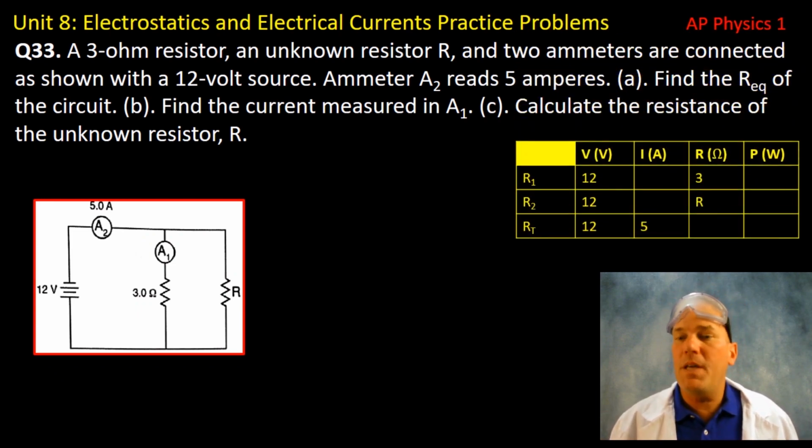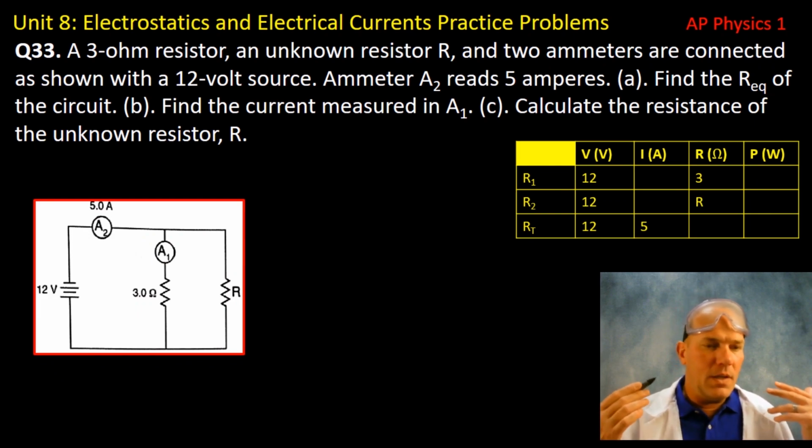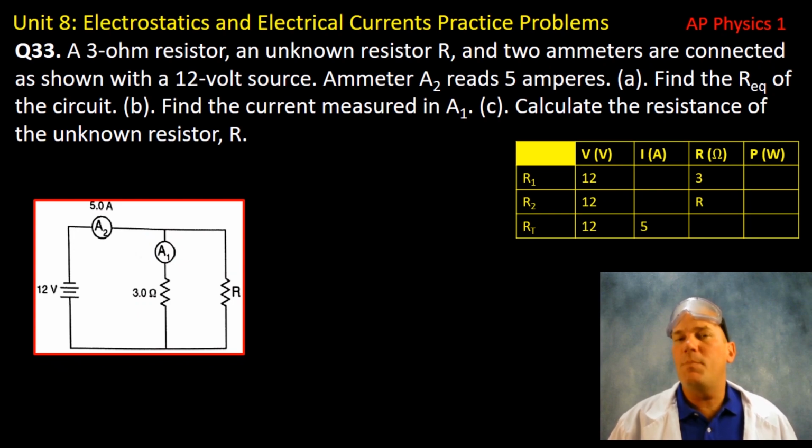Let's start with our VERP table as we normally would and put in what we know. So we know the potential difference total to be 12 volts. We know that voltage drop will be the same across both resistors. There are only 2 resistors and they are in parallel, so I can put 12 volts and 12 volts for resistors 1 and 2. We are given the resistance of resistor 1 here, and then we have a location of amperage at A2 to be 5 amps.